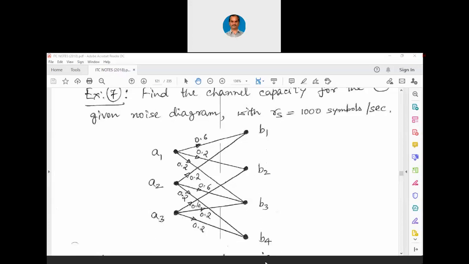Can such a channel be possible is my question. We have A1, A2, A3 and we have B1, B2, B3, B4. We have an additional symbol here. Can that be possible is my question. Till now we have been seeing channels having only 3 source symbols, 3 destination symbols. Now, in the destination, we have 4 symbols. Can that be possible is my question. Can anyone answer?